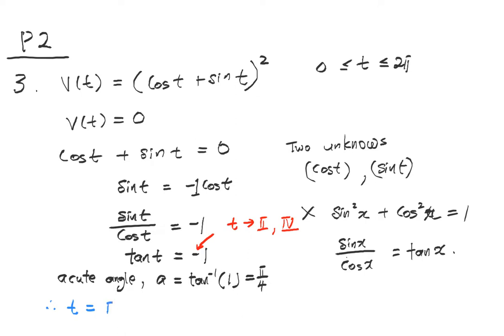Pi minus the acute angle. So this is 3 pi by 4. If it's in the fourth quadrant, 2 pi minus the acute angle. So it's 7 pi by 4. You get me? So these are the things in trigo, you have no choice.